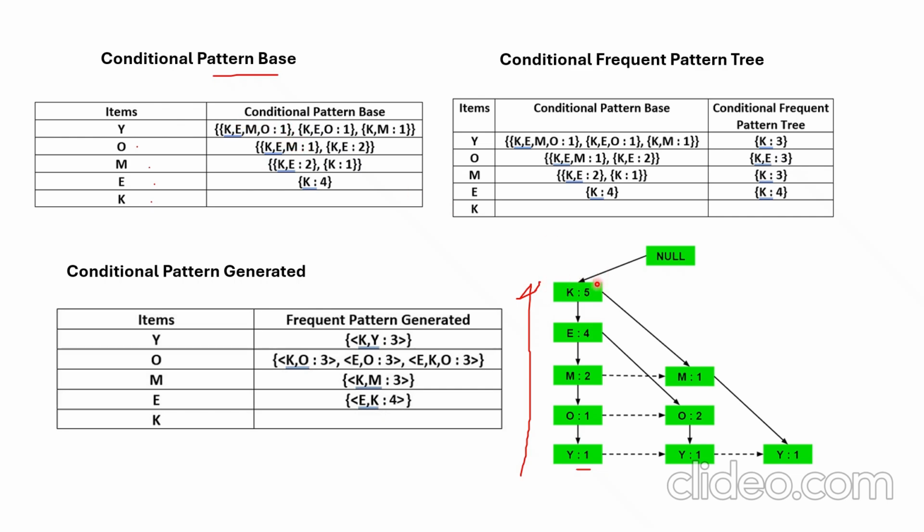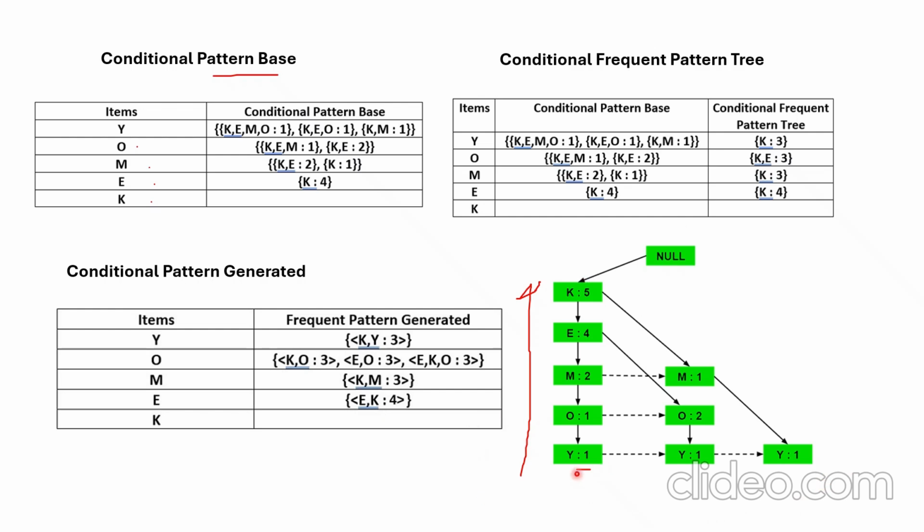And then this path for K, E, O, where it reaches Y with a support count 1. And you have another path, K, M, where it reaches Y, and the support count is 1. So these are all the paths that reach Y.